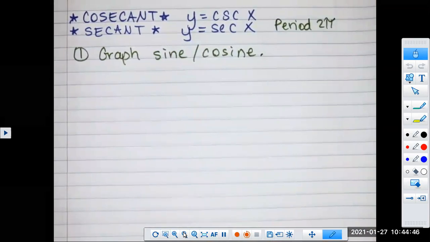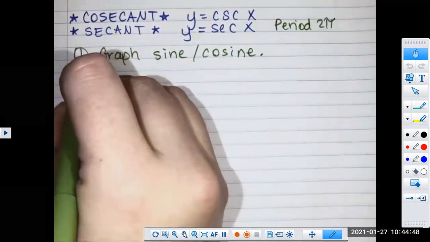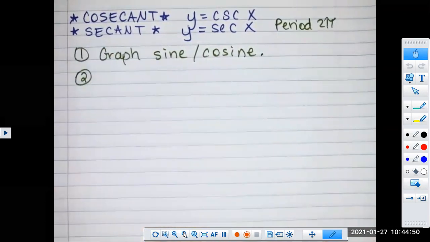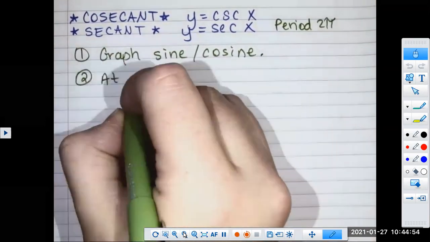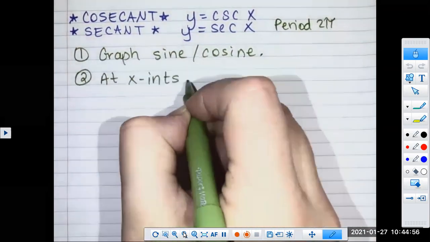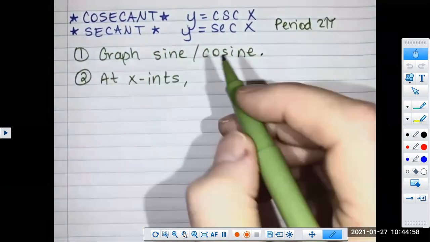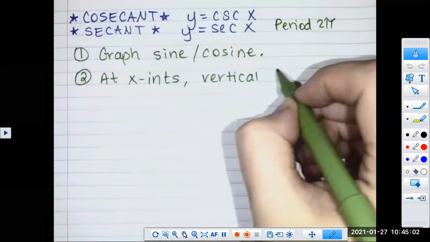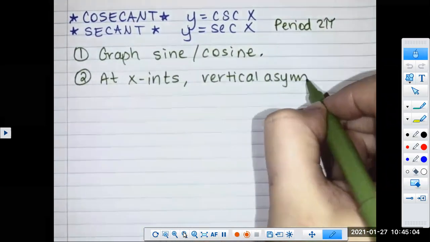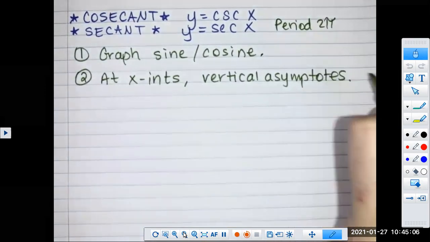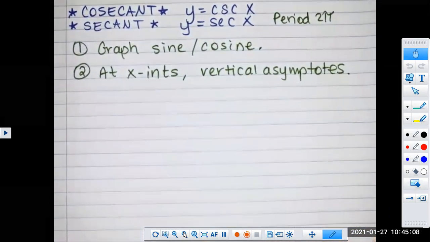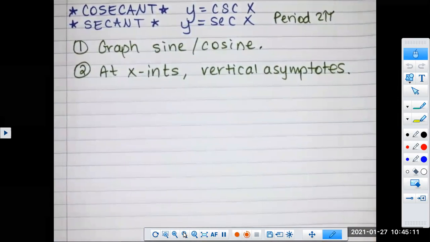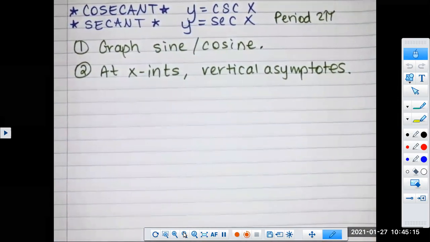All right, where your sine and cosine curve crosses the x-axis, so at your x-intercepts, your cosecant and secant graph will have vertical asymptotes. So wherever it crosses the x-axis, we're going to draw a vertical asymptote.